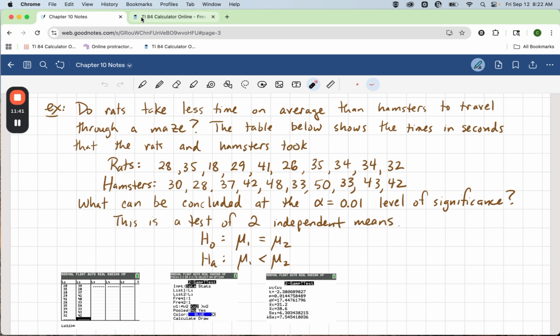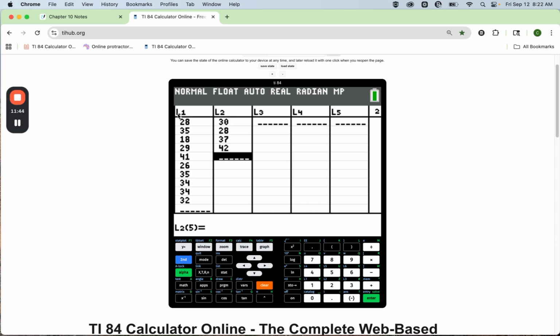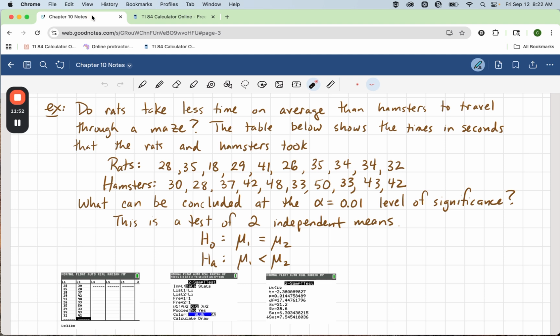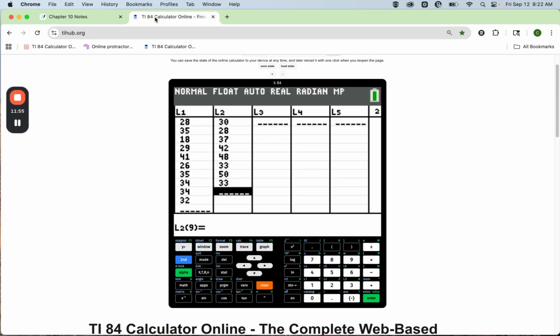Okay, 48, 33, 50, 33. 48, 33, 50, 30, so 43, 42. So same number of rats as hamsters. Okay, don't need the difference in this case because we're going to use the 2SAMP t-test.